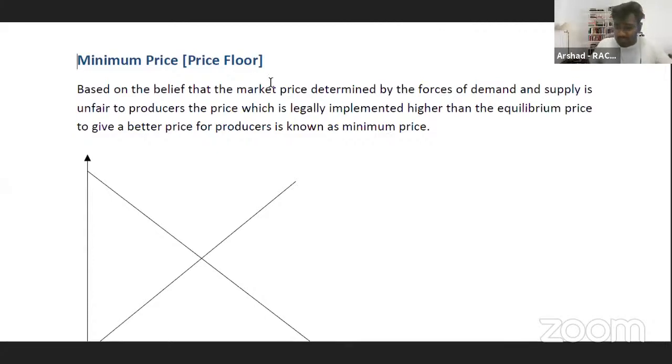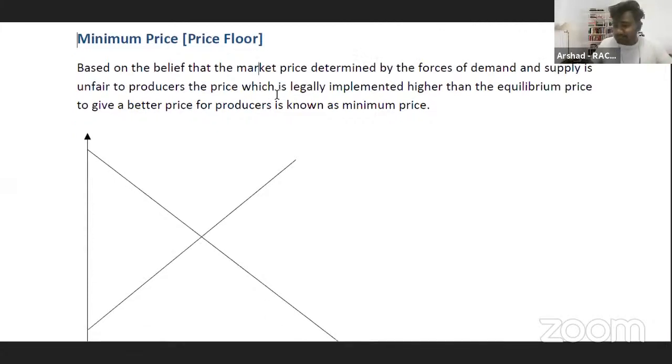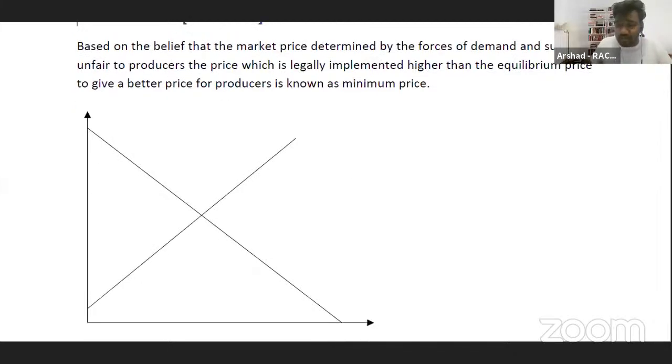Right. Minimum price, this thing. Okay. So a minimum price is put for what case? A minimum price is put to support whom? To support the producer. So government feels that this price is not enough. Now I will take an example of rice. Please understand this with an example, right?